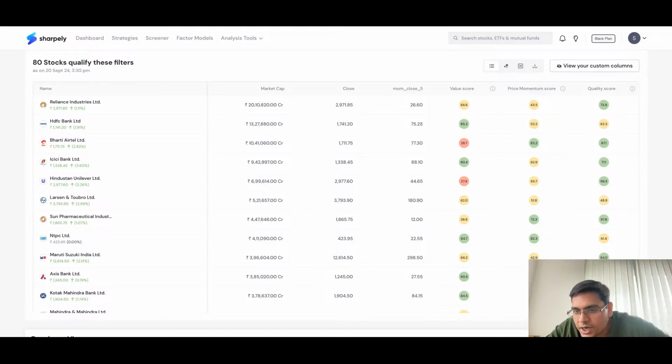Is that robustness factor also applicable to mutual funds? Yeah, so the backtest will also be there for mutual funds as well. Yes, obviously.